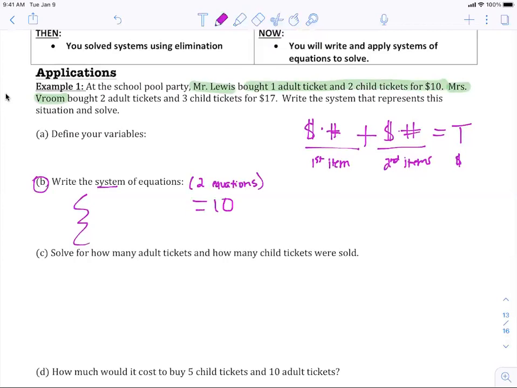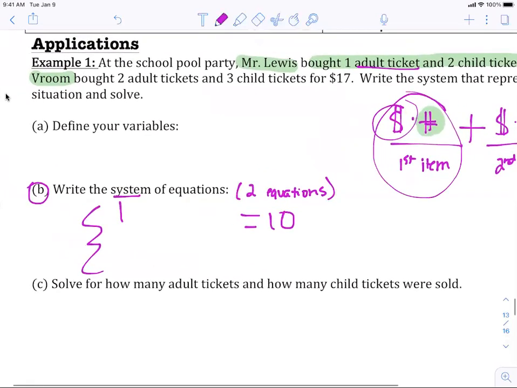And let's look at the rest. For the first item, it looks like he's buying adult tickets. Now we know the number of those that he's buying. We know he's buying one adult ticket, but we don't actually know how much it costs. That right there is your first variable. Now, you could use X and Y if you want, or A for adult tickets and C for child's tickets. Whatever floats your boat.